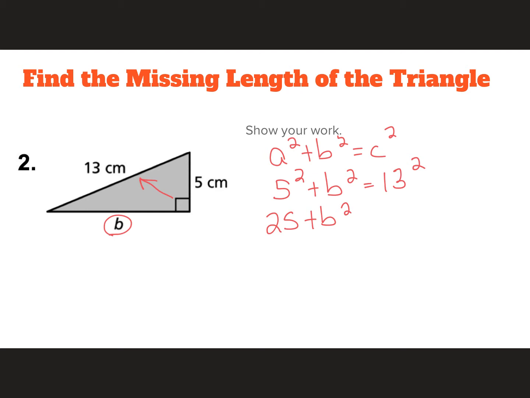Again, you can use a calculator for this, but this ends up giving me 25 plus B squared equals 169. My next step is going to be to go ahead and subtract the 25 from both sides.